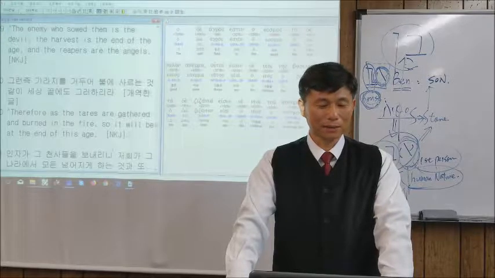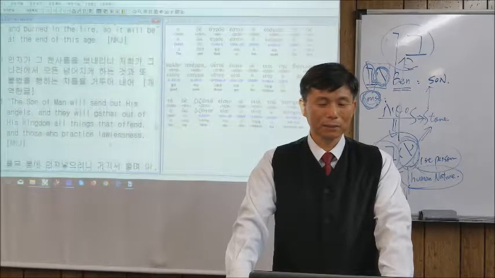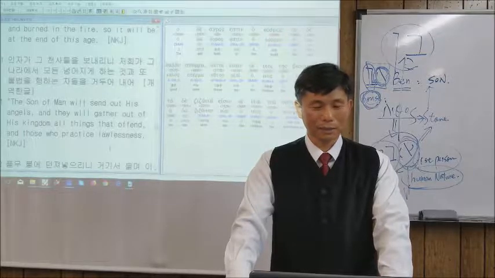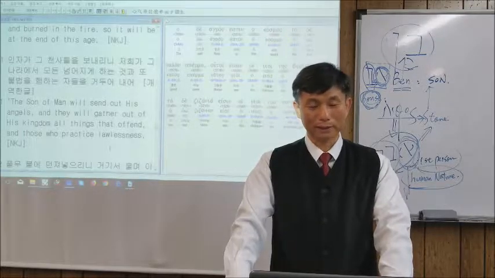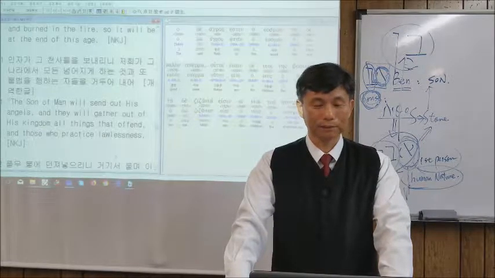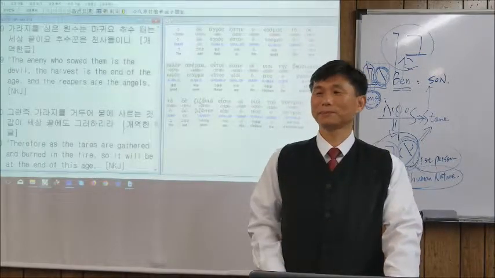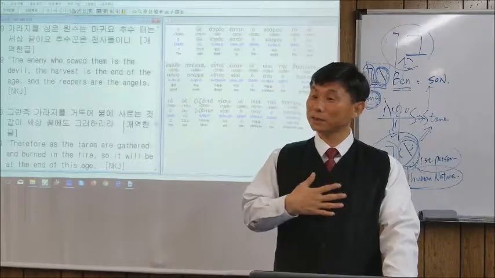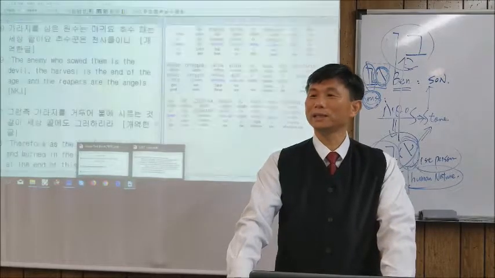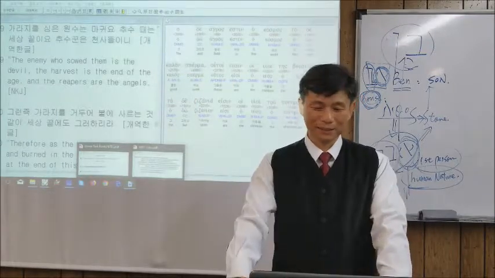Therefore, as the tares are gathered and burned in the fire, so it will be at the end of this age. The Son of Man will send out his angelos, and they will gather out of his kingdom all things that offend and those who practice lawlessness. So huios, huioi, the sons of the kingdom. So sons of the kingdom is what? Good seed, right? You are the good seed and you have the seed, because Christos Jesus is the seed. Then you can change stone to become son, bread.